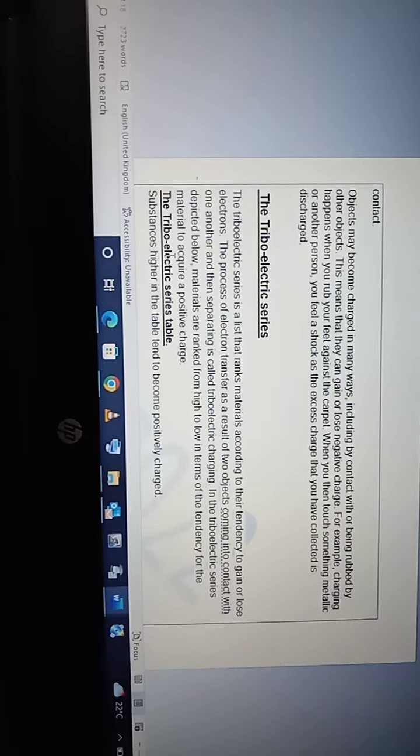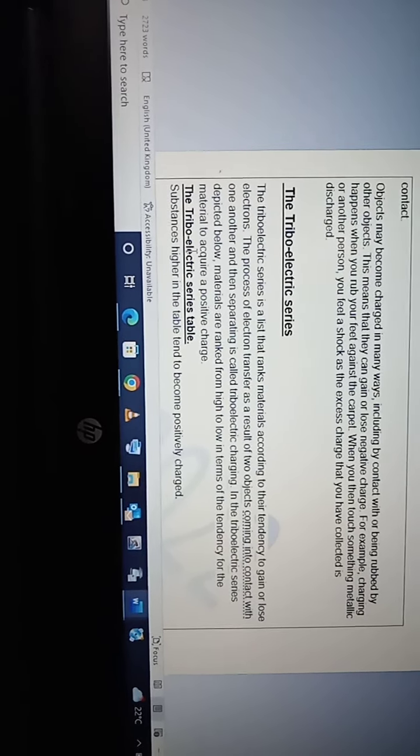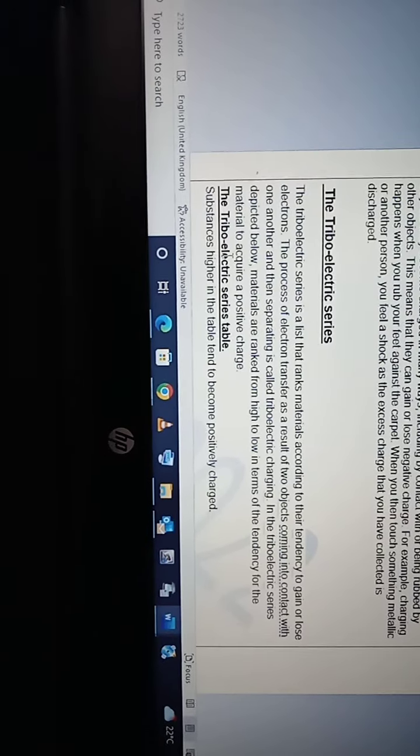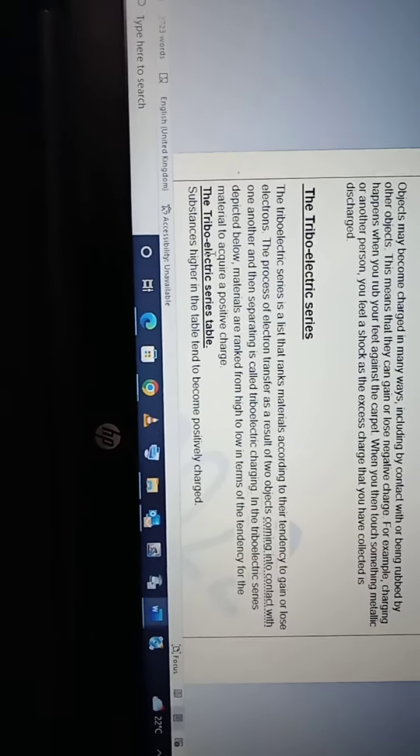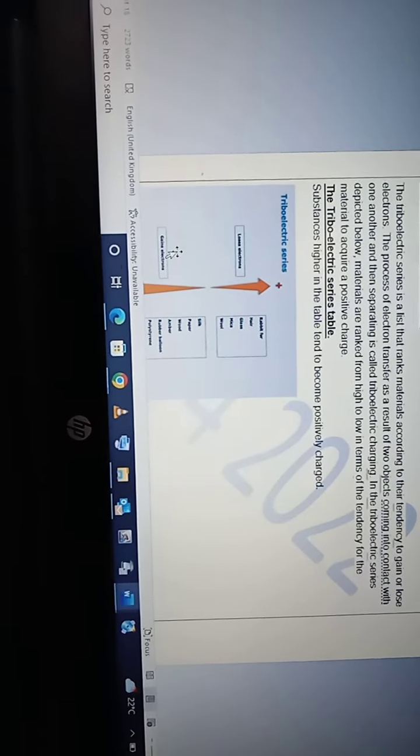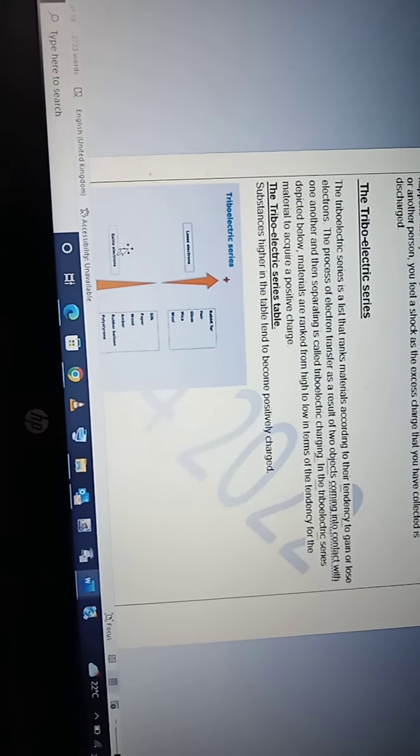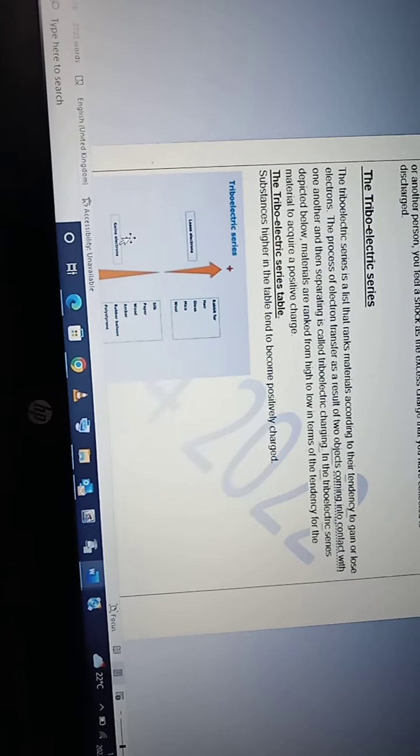Even if you touch something metallic, as they said here, like the door handle, sometimes you can feel that electric spark, sometimes during the humid conditions in winter. So I'm going to go through here and explain the materials in their rank, how they tend to gain or lose electrons. I'm just going to go through here due to the time limit that we have.